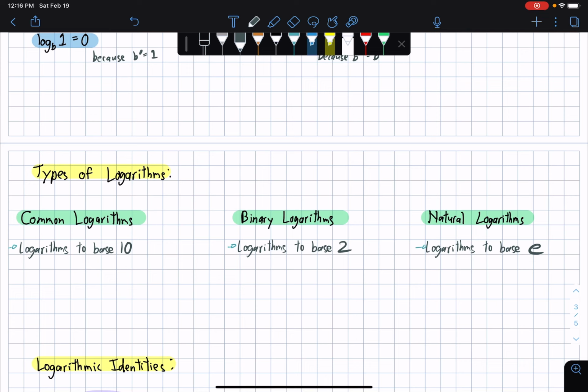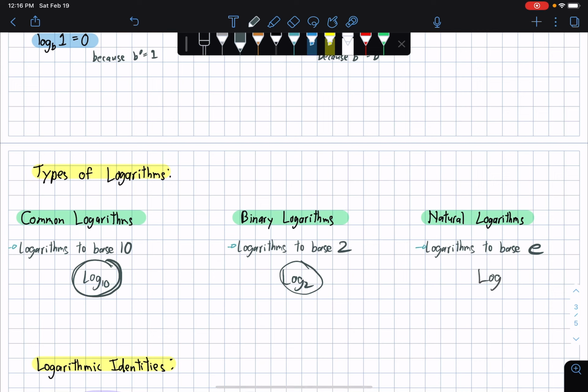First is the common logarithms, logarithms with the base 10 or the subvalue 10. This is the default base of the logarithm in the scientific calculator. Binary logarithms are logarithms to base 2, so logs of 2. Natural logarithms are logarithms to base e.